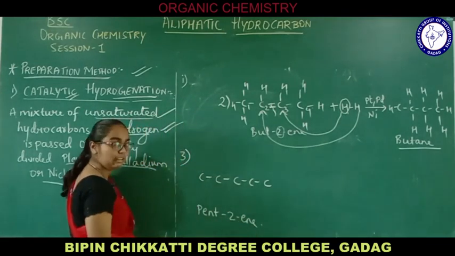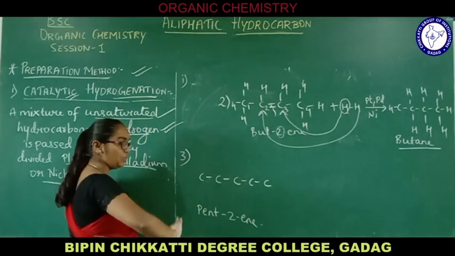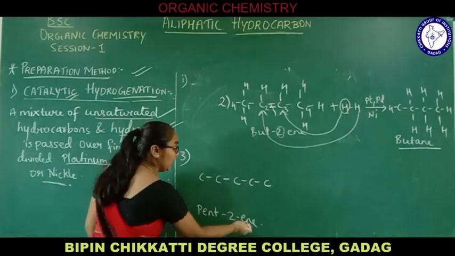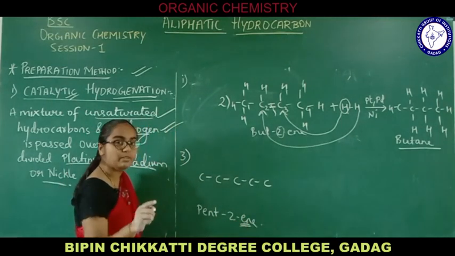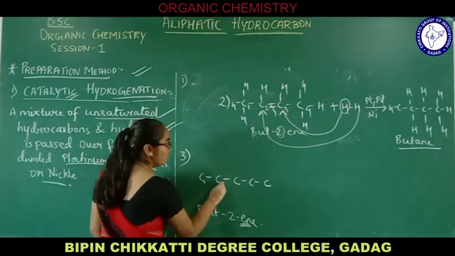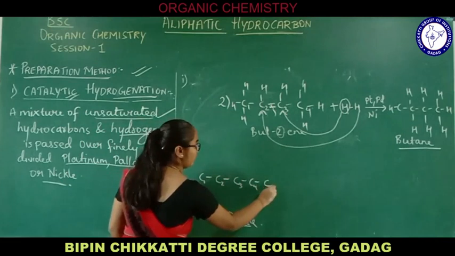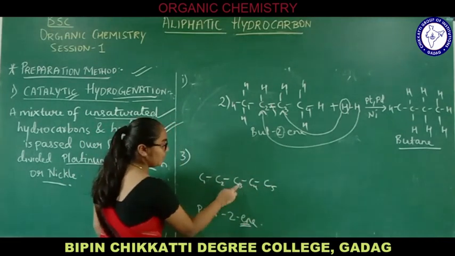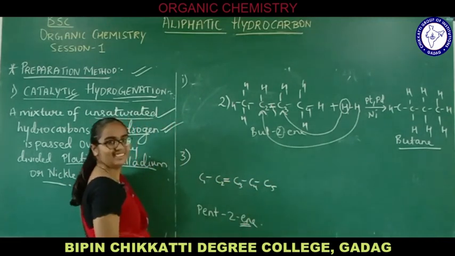Here, between carbon number 2 and carbon number 3, the "ene" will be there. The "ene" means a double bond will be there, right. So let's number it 1, 2, 3, 4, 5. Between carbon number 2 and carbon number 3, the double bond is there, right.